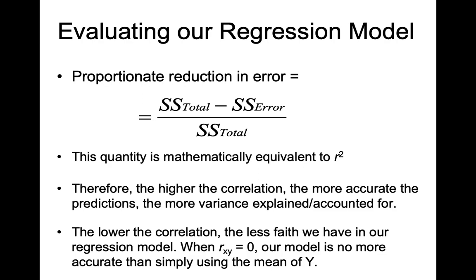All right, so again, the lower the correlation, the less faith we have in our regression model. When there is 0 correlation between two variables, our model is no more accurate than simply using the mean of Y. And that will be the case only when the correlation between X and Y is perfectly 0. So long as there is a non-zero correlation between X and Y, we'll do better than simply using the mean of Y. How much better? Well, we can evaluate that using R squared.